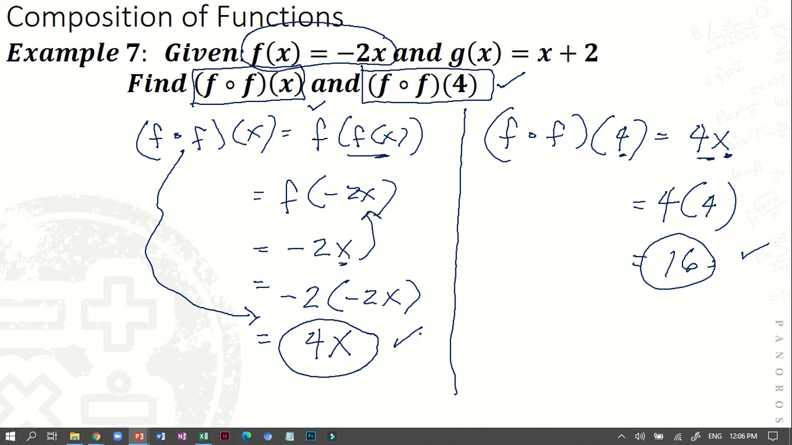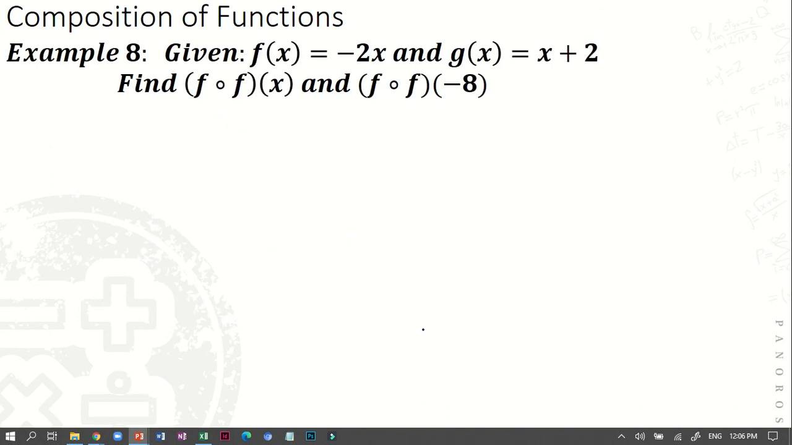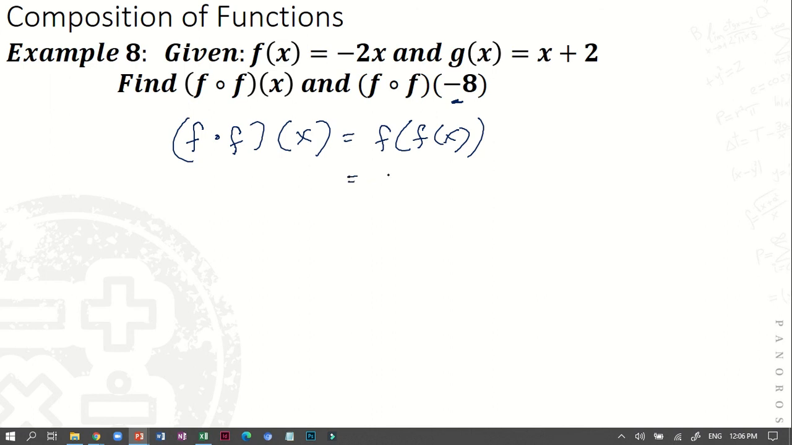Okay, example number 7. Next part, example number 8. So, pareho pa rin. Kaya lang, napalitan lang to, naging negative 8. Okay. So, first solution, we have f composite f of x is equal to f of f of x. Remove the inner function, replace it with the given function value, so that is negative 2x. And then remove the outer function, replace it with the function value, that is negative 2x also.